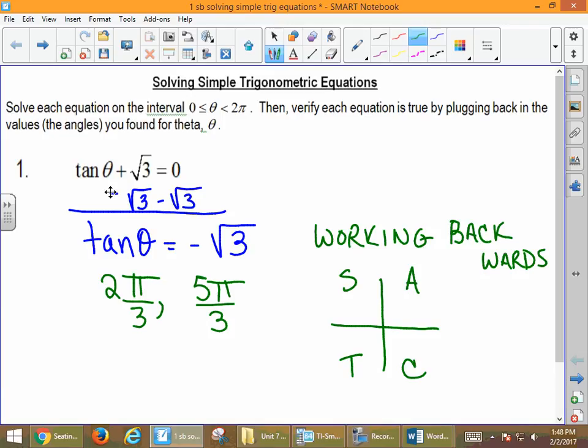So our directions say verify each equation is true by plugging back in the values. Does tangent of 2 pi over 3 equal negative radical 3? We hope so. And does tangent of 5 pi over 3 equal negative radical 3? It's a good way to check when you're practicing or when you're taking some sort of an assessment.